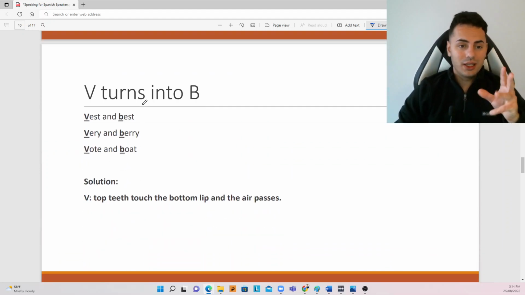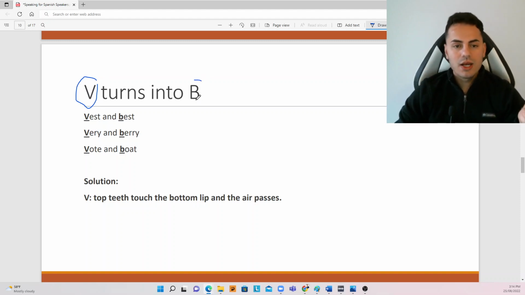Another issue here, this is a very popular mistake. The sound v turns into b. So it is vest, not best. Take a look at the position of the teeth and the lips. It is vest, vest, not best. Very, not berry. Vote, not boat.